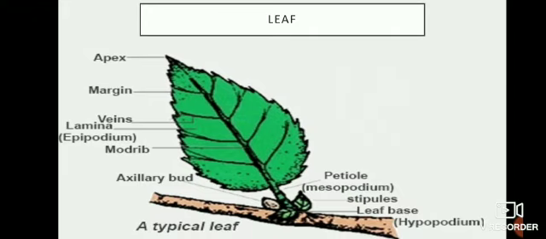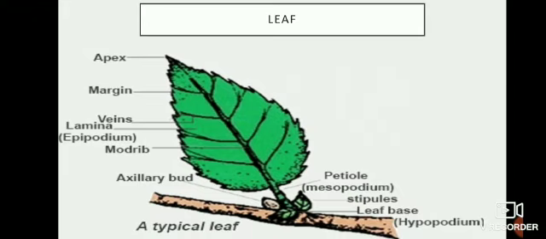Now you can see here a leaf is arising from a stem at its node. There is also a bud at its node which is called as axillary bud. In last session we discussed about it. Now the flat portion of the leaf is called as leaf lamina or leaf blade, and the tip of the leaf is called as its apex, and the sides are called as margin of the leaf.